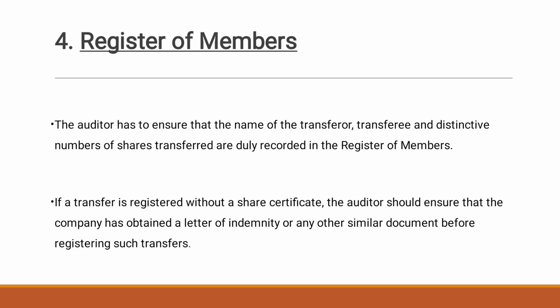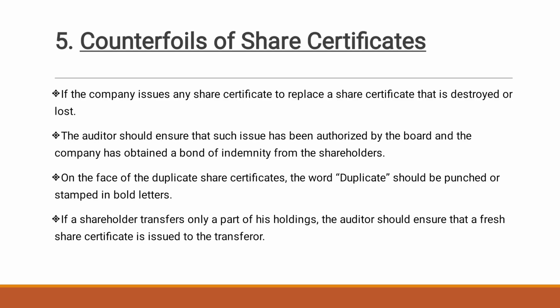And fourth one is register of members. The auditor has to ensure that the name of the transferor and transferee and the distinctive numbers of shares transferred are duly recorded in the register of members. If a transfer is registered without a share certificate, the auditor should ensure that the company has obtained a letter of indemnity or any other similar document before registering such transfers.